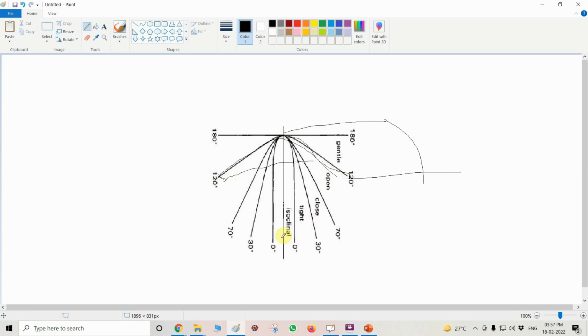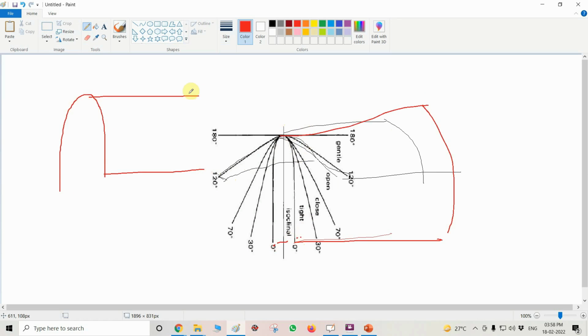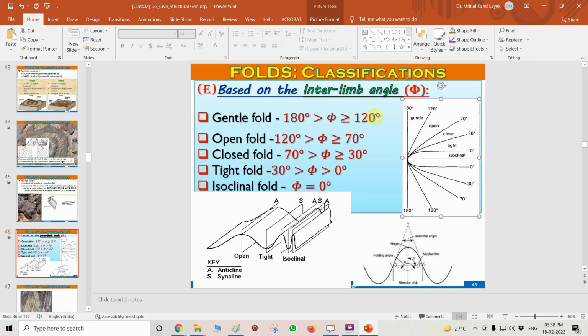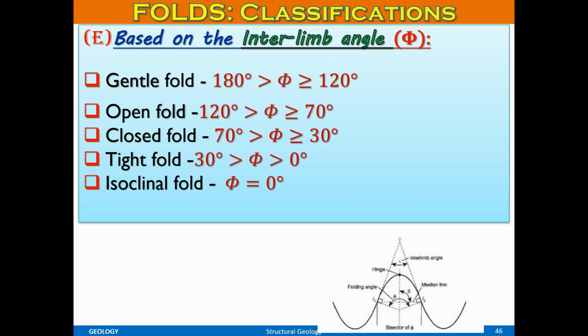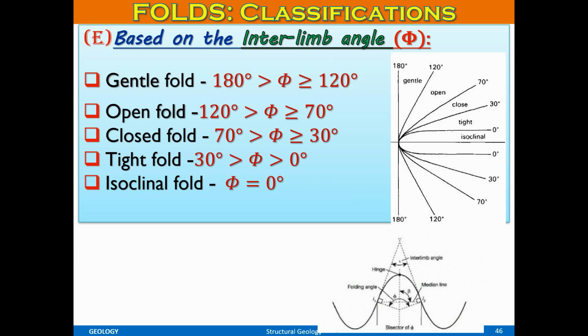For the isoclinal, how can I draw it? So that could be the isoclinal. That's the isoclinal. So isoclinal means when this angle is 0 degree or near to 0 degree. So depending on the interlimb angle, we are classifying the fold into 5 types. Gentle fold, where the angles are between 120 to 180. Tight fold, 0 to 30 degree, and isoclinal fold when both the limbs are parallel.